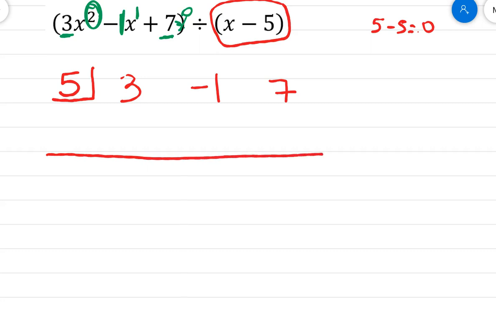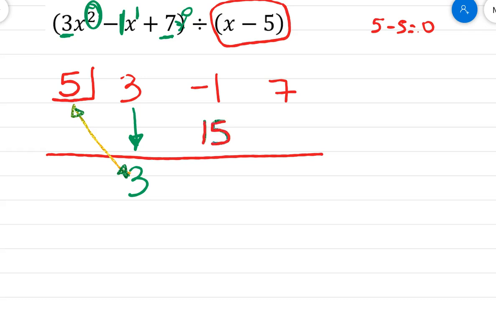Following that, I'm going to bring down my first coefficient below the line, 3, and I am going to multiply. Let me use a different color. I multiply times the number in the box, 3 times 5, 15. This number is going to be written below the next coefficient, so 15. We were using red, so 15.